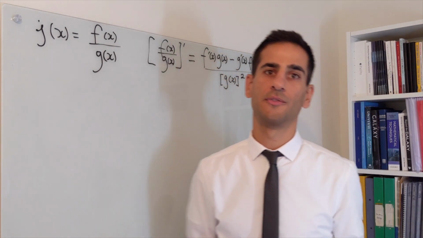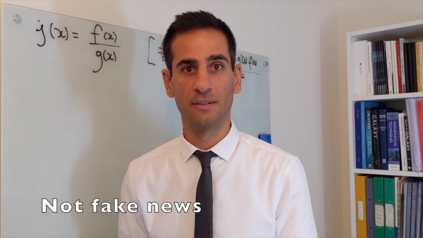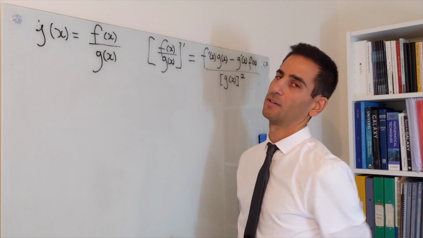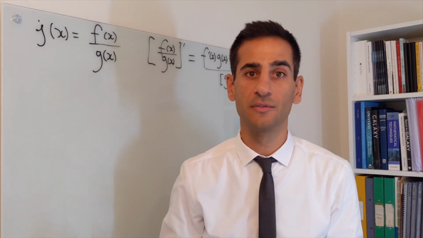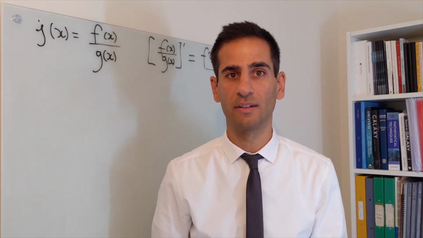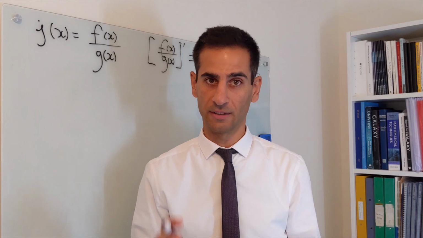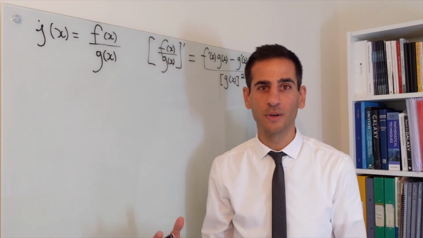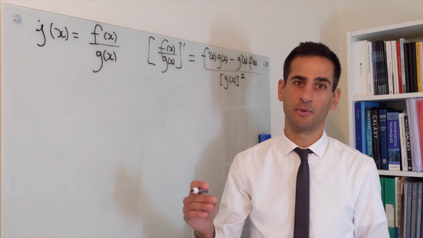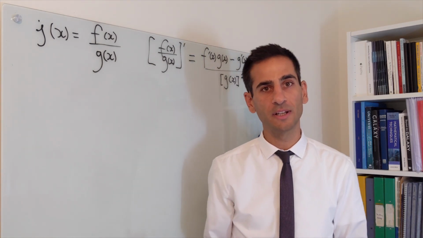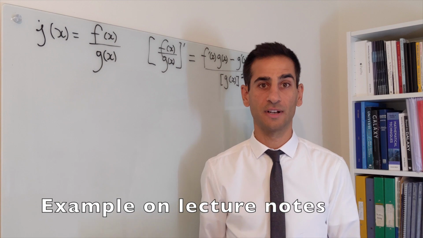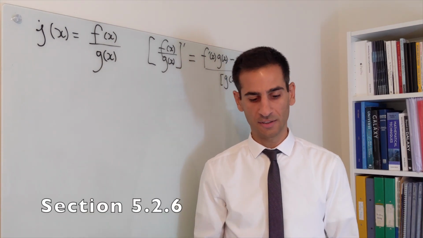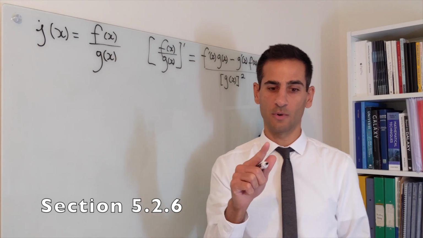We've seen the proof, so we believe it. Therefore, it means we can apply it, and whenever we're dealing with quotients of functions, we don't need to calculate those very complicated limits. We can just use it. This is the perfect opportunity to actually try it in practice. We'll start with a simple example that you can also find in the lecture notes. In section 5.2.6, this is example number 1.